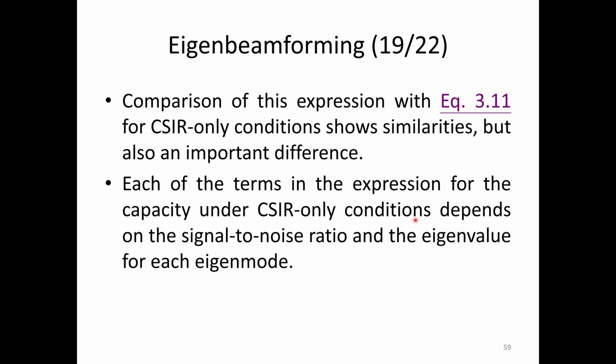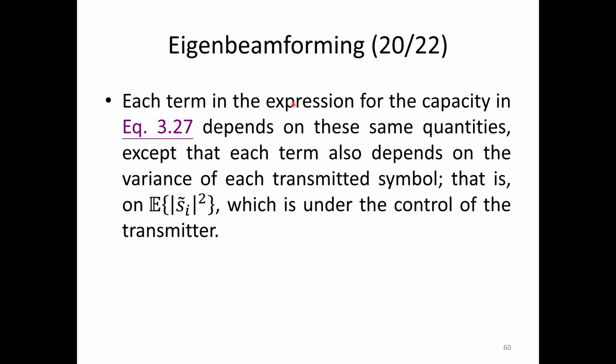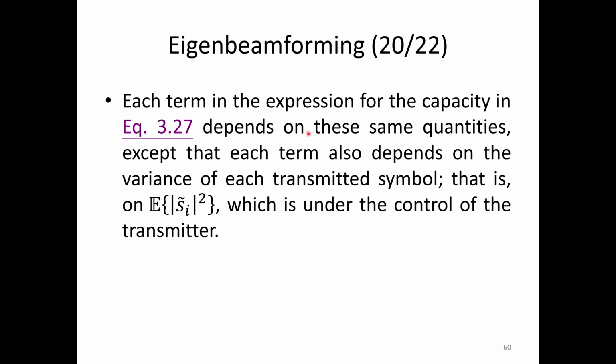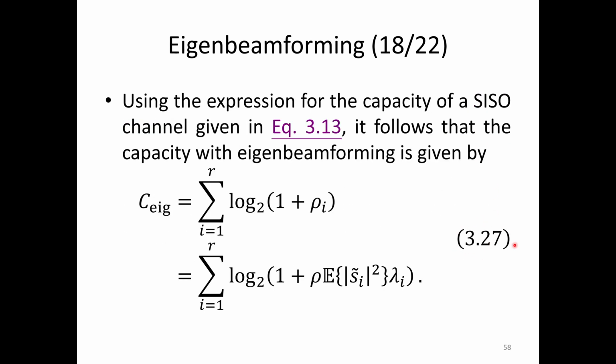Okay, let us go back to page 59. Each term in the expression for the capacity in equation 3.27. Okay, we can see equation 3.27 is this equation: CEIG is equal to summation I is equal to 1 to R log 2 of 1 plus rho times expectation of the square of the absolute value of S tilde I times lambda I. Okay, depends on these same quantities. We can see that equation 3.27 also depends on the received SNR rho and the eigenvalue of the ith eigenmode lambda I.